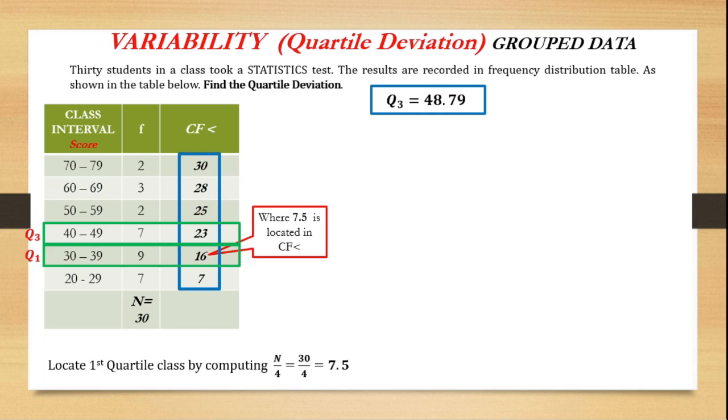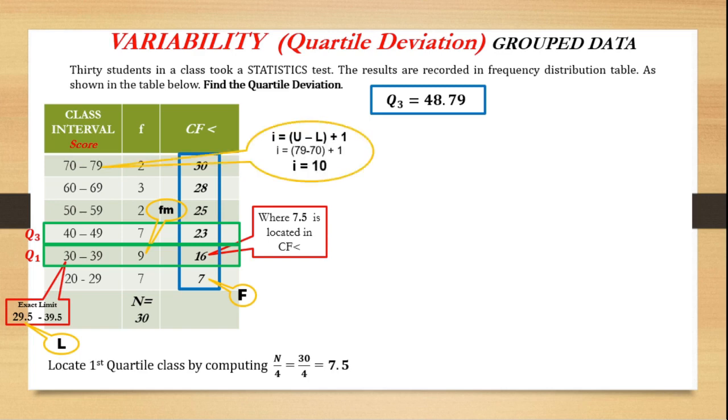In our first quartile class, we have to identify the exact limit of the class interval. So our lower class boundary of the first quartile class is 29.5. The frequency of the first quartile class is 9, which will be the Fm. And the cumulative frequency less than of the class before is 7. So our uppercase F is 7. Our i is 10.